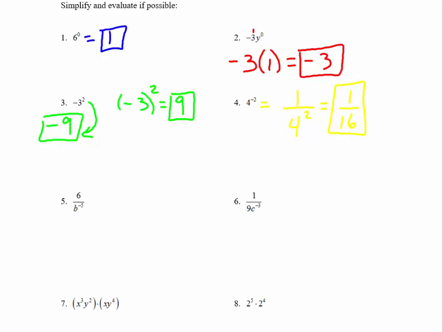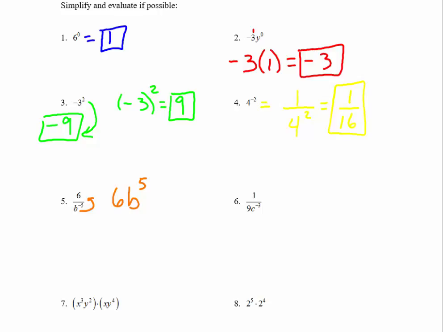On number 5, 6 over b to the negative 5. 6 is fine, but b to the negative 5 has a negative exponent, so it needs to go up. Don't move the 6, it's fine where it's at, but b to the 5th should go up. So what's left on bottom is a 1.